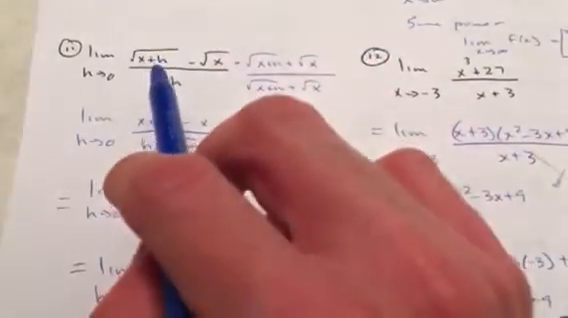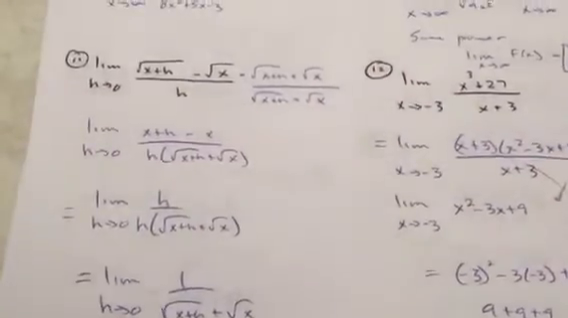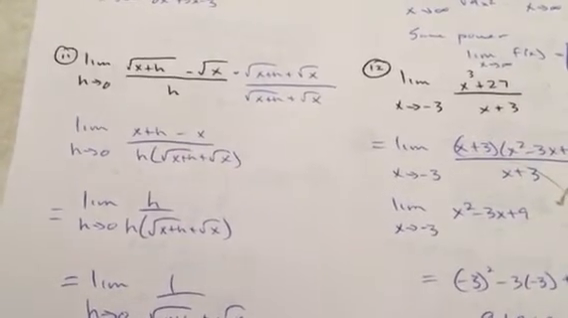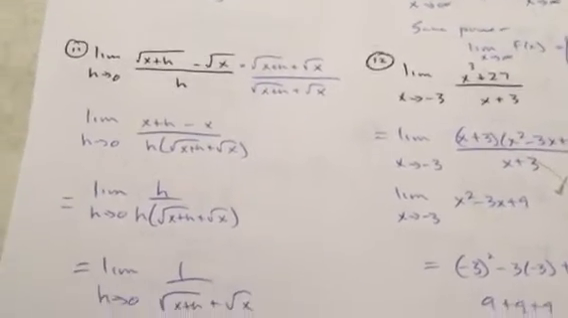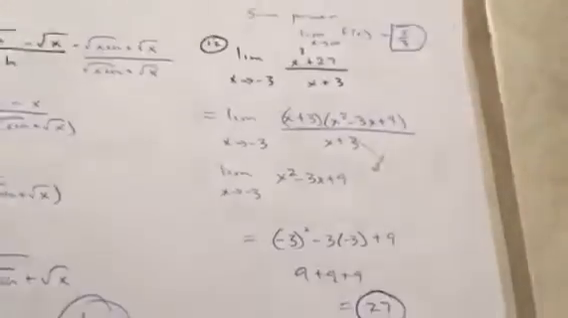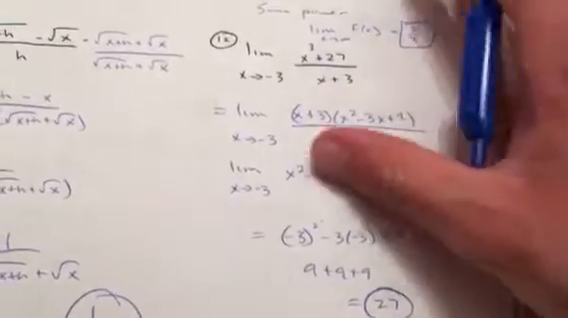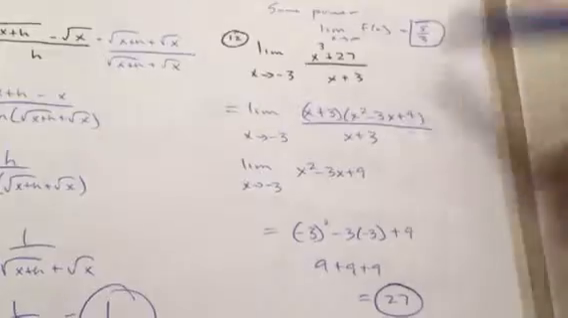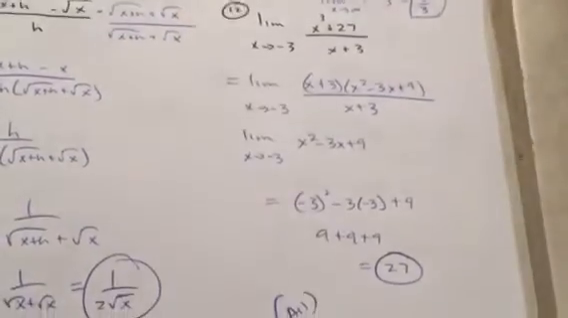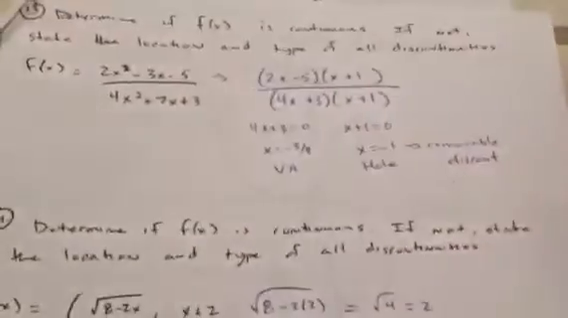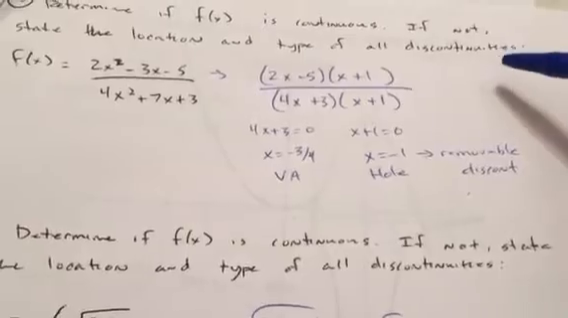10, just multiply top and bottom by root x plus h. So the square root of x plus h plus root x. Anyway, a lot of canceling. There's your answer. On 11, this is a sum of perfect cubes, so that's how that factors. X plus 3 is canceled. Plug negative 3 in for x. You get 27.